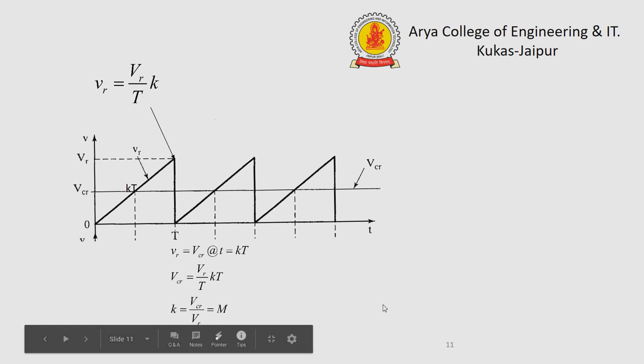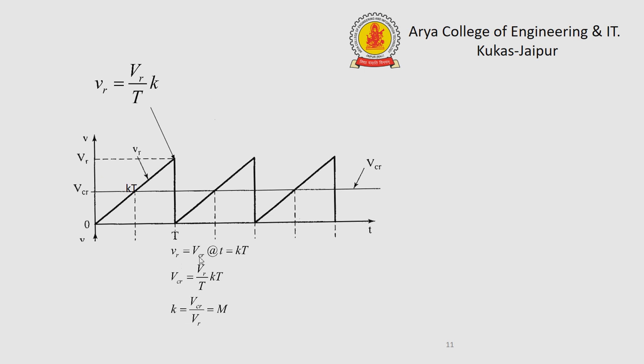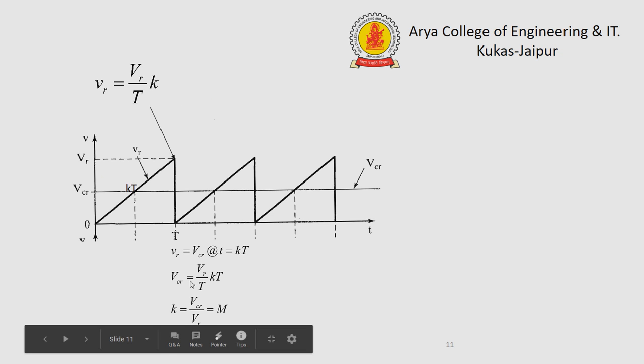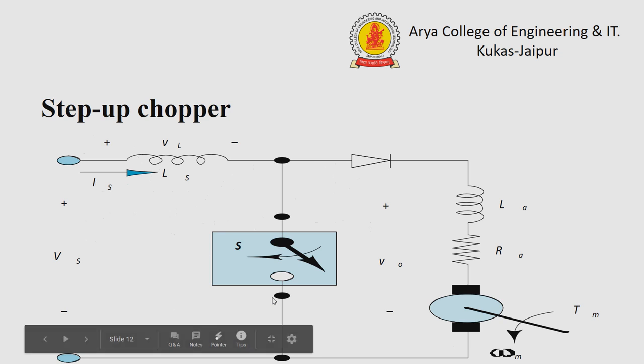That is the equation for this waveform. VR, that is a reference signal. VR equal to VCR sawtooth signal at the rate t equal to KT. VCR equal to VR upon T multiplied by KT, and K equal to VCR upon VR equal to M. We can denote VCR upon VR equal to M. That is the equation.